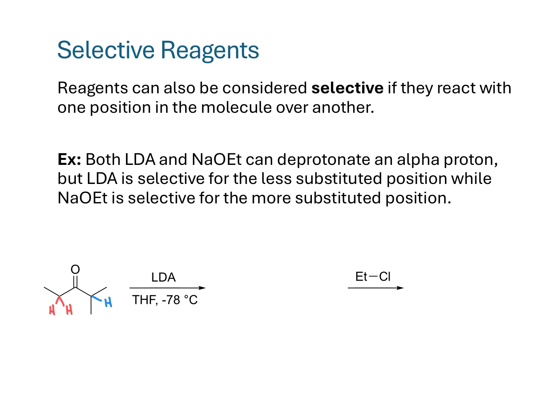But the bases that we tend to use, like LDA and sodium methoxide, are selective for a particular position. LDA is selective for the less substituted position. Sodium methoxide is selective for the more substituted position. So in this example, we're using LDA, and knowing that LDA is selective for the less substituted alpha carbon, we're going to deprotonate one of these red alpha hydrogens, because that's the less substituted alpha carbon.